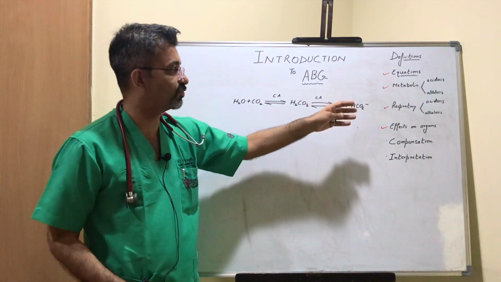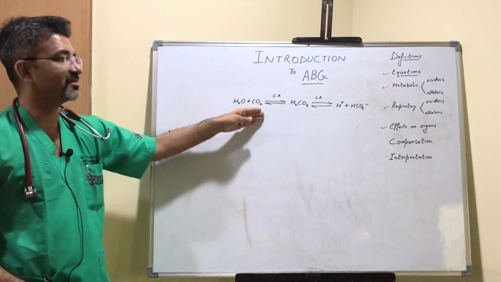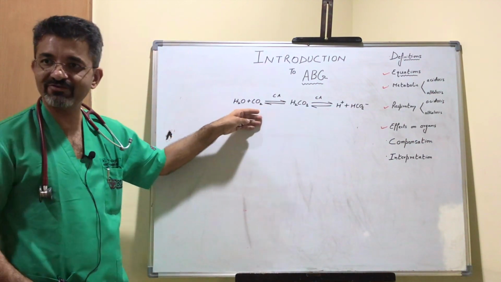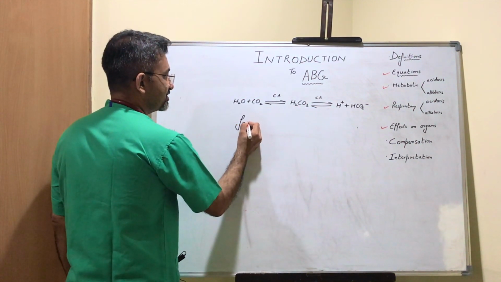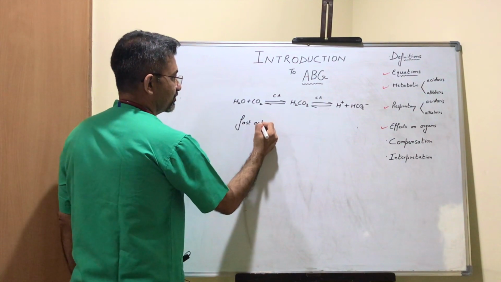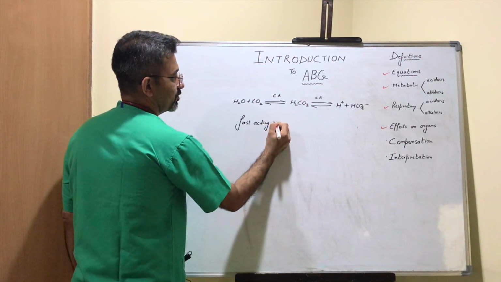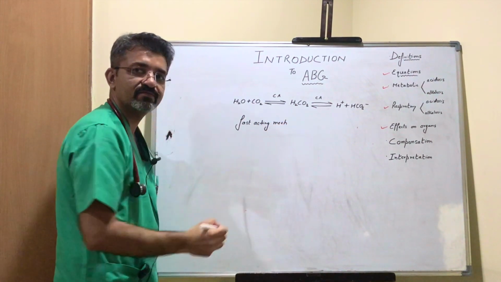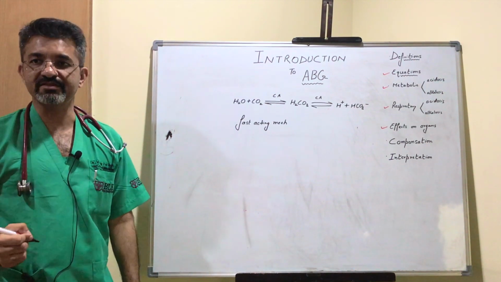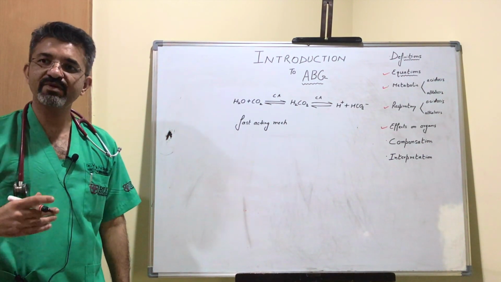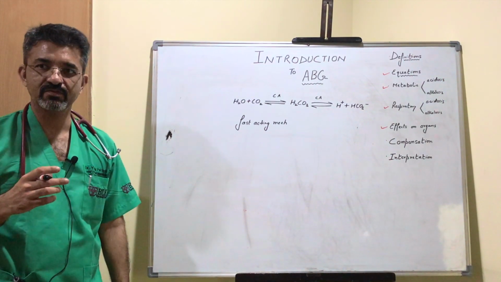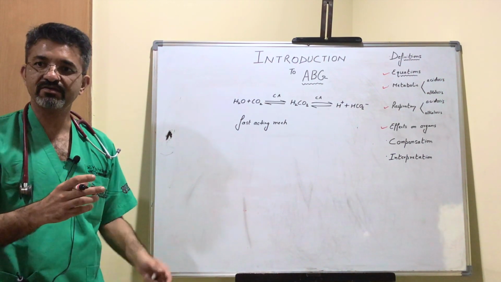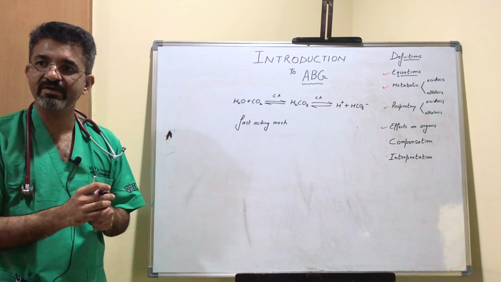Suppose my H ion goes up, the shift will be to this side. If my CO2 goes up, the shift will be to this side. So this is a fast acting mechanism. It acts in minutes, but it is not a profound mechanism. It won't be able to give you a good correction of your basic pathology. It will try to correct it fast, but only for a very short duration and to a lesser extent.